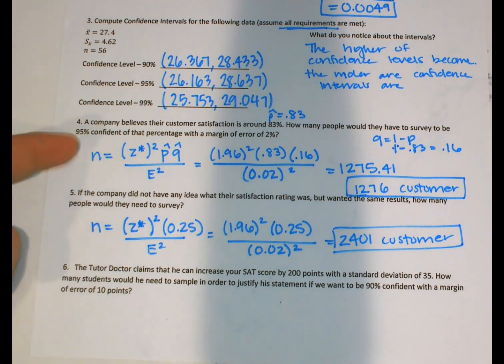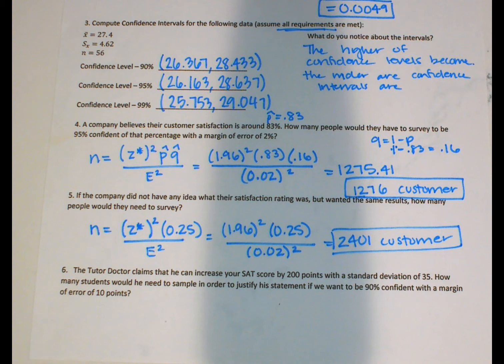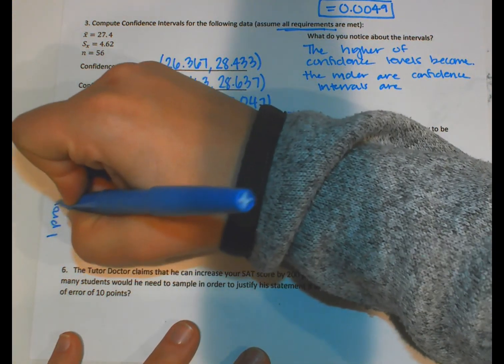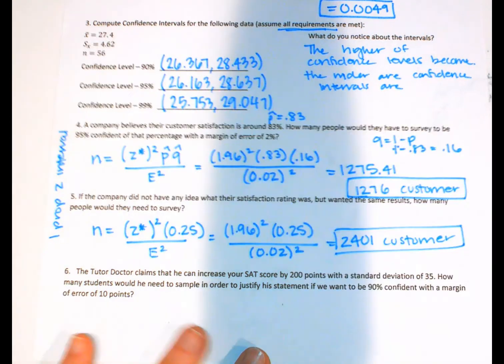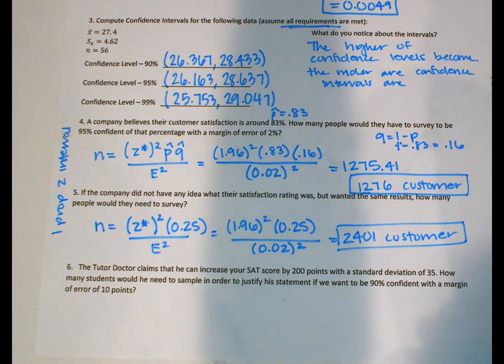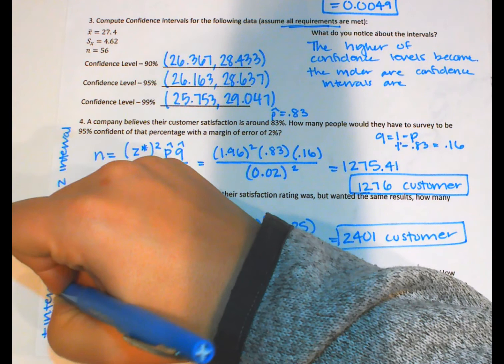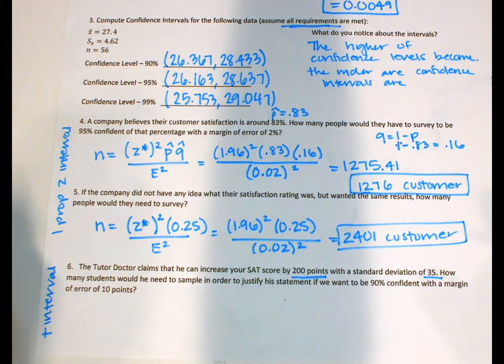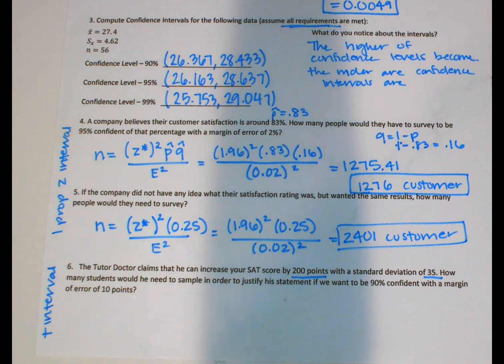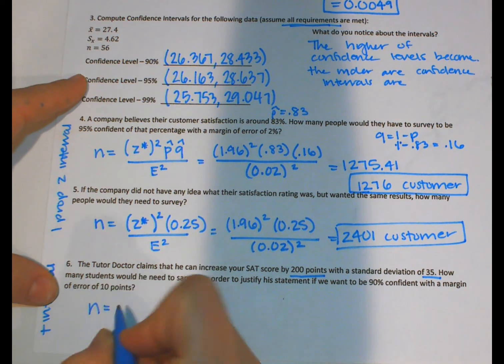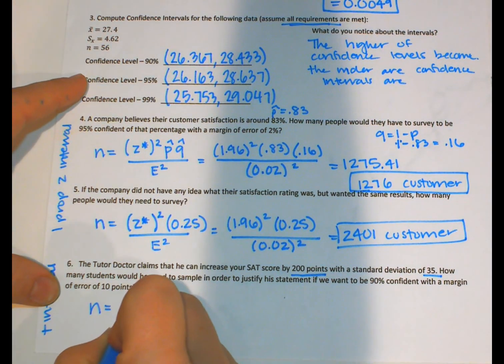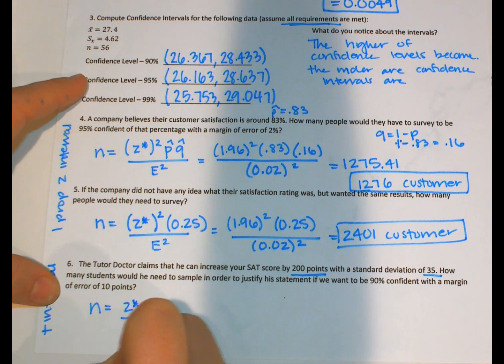So these are the two equations we use when we're talking about a proportion, or our one-prop Z intervals. If we look at this example, the tutor doctor claims that he can increase your SAT score by a mean of 200 points and a standard deviation of 35. Because we're looking at standard deviation, this would be our T interval, and we have a different equation for that. That equation is n equals Z times S over E, all squared.